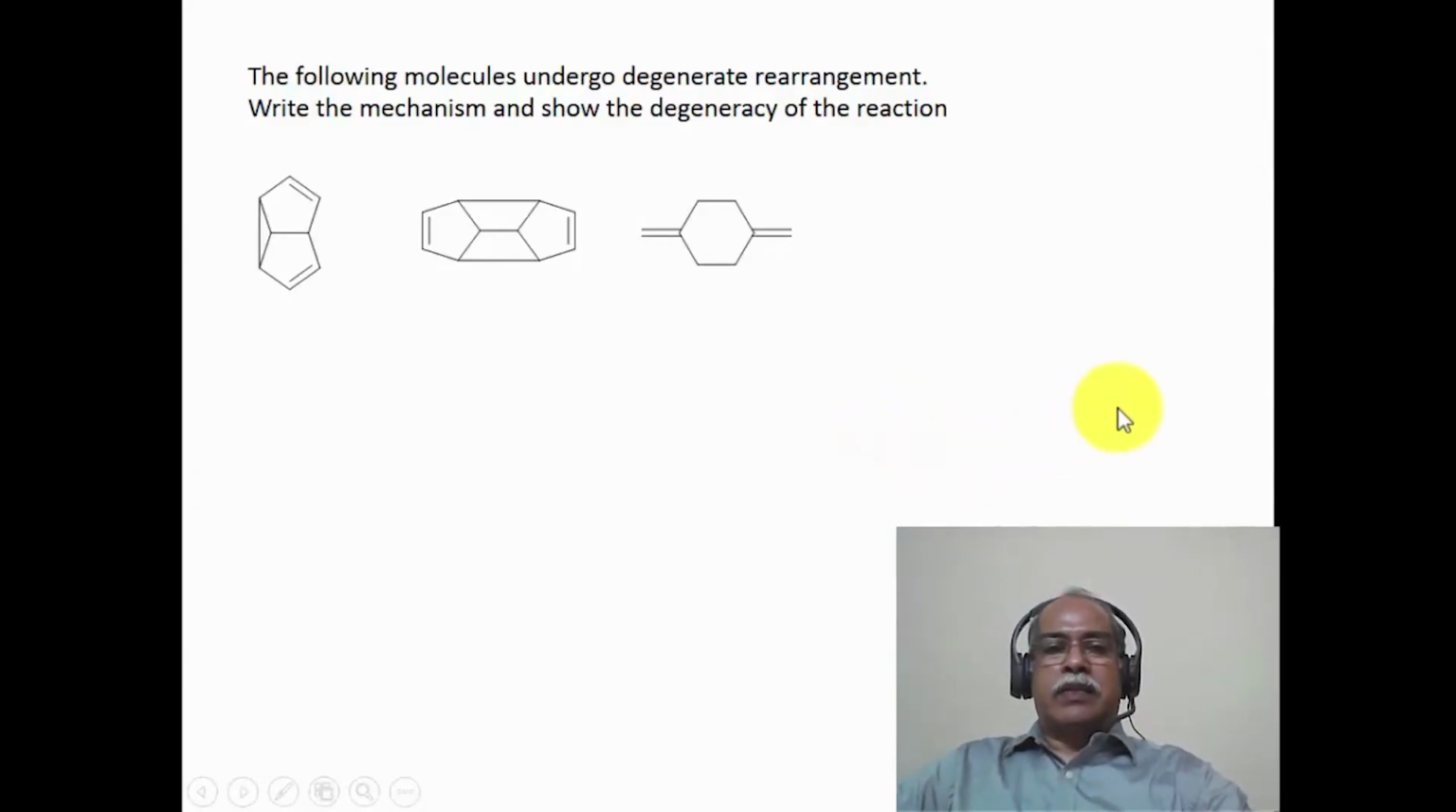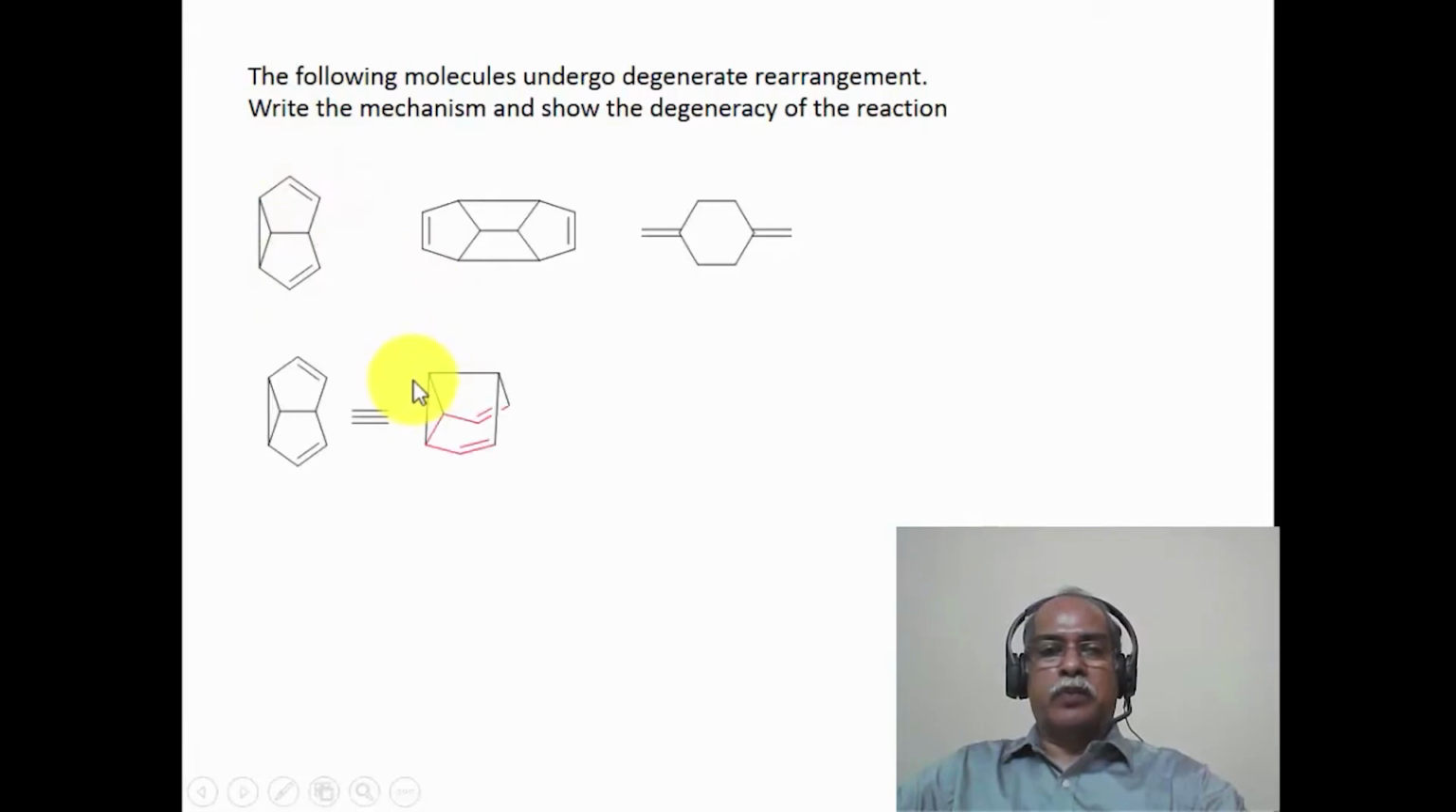Some interesting structures are shown here. In the planar form, the structures are shown. They are hardly planar molecules. In a minute we will see that these molecules have a fairly complex geometry. The question is, do the following molecules undergo degenerate rearrangement? Write the mechanism and show the degeneracy of the reaction. In other words, you start with this molecule, do a rearrangement, and end up with the same molecule, is what you need to show. Now this molecule here is essentially a cyclopropane connected to two vinyl groups, and the third carbon of the cyclopropane is connected to a carbon.